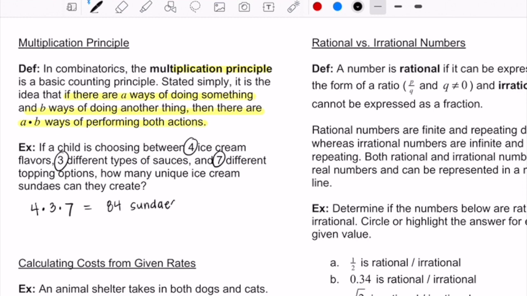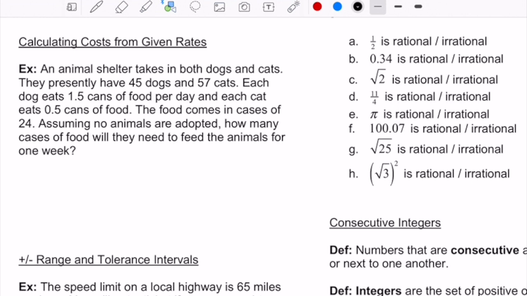And so this next question is kind of a number crunching thing as well. An animal shelter takes in both dogs and cats.